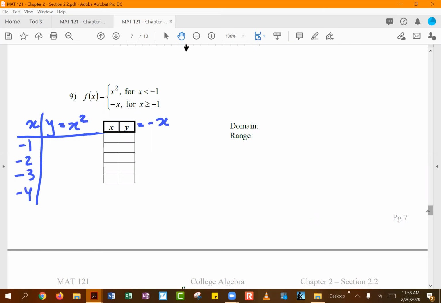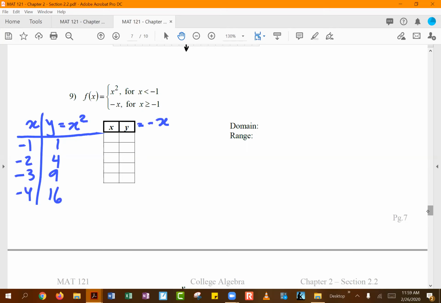Exactly. So what did we get for our y values then for this one? -1 and 1. -2 and 4. -3 and 9. Good. And that one would be beyond, right? You don't have to.